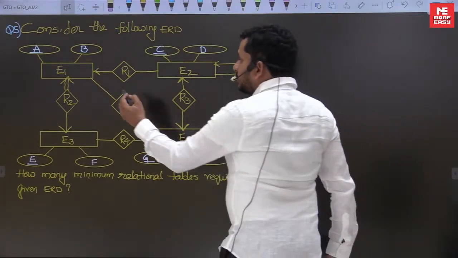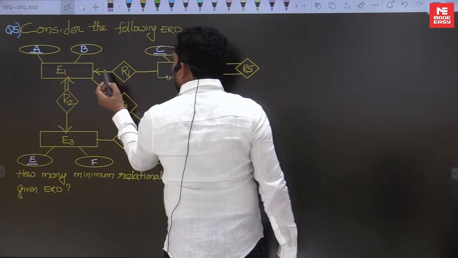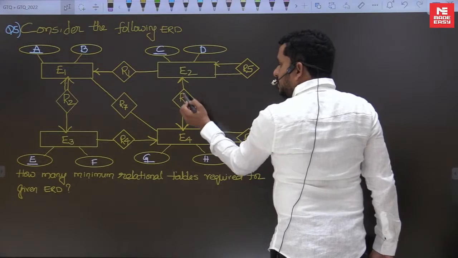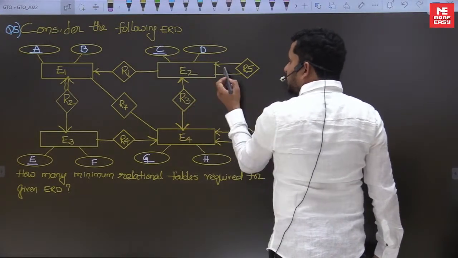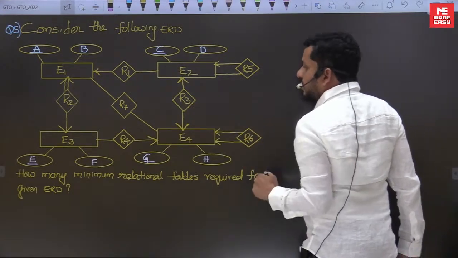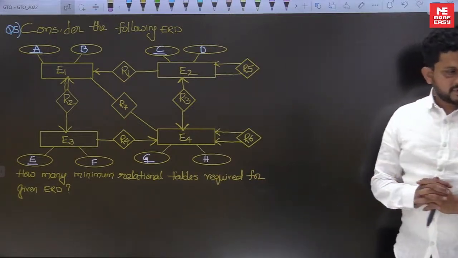So here, one-to-one mapping with total participation and one-to-many mapping. This is many-to-one mapping, one-to-one mapping with partial participation on both sides, self-referential one-to-many, self-referential one-to-one, and this is many-to-many. R7 is the many-to-many mapping.